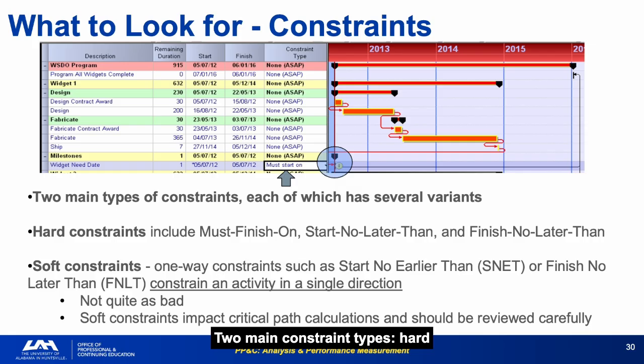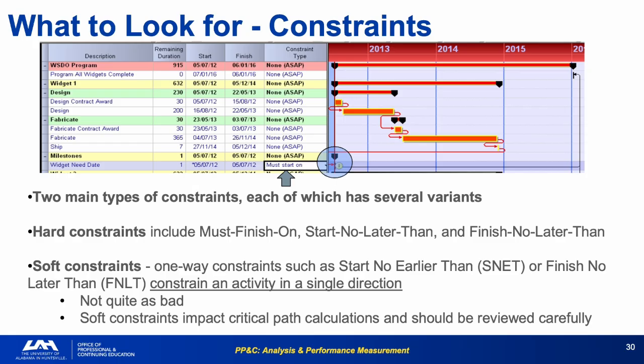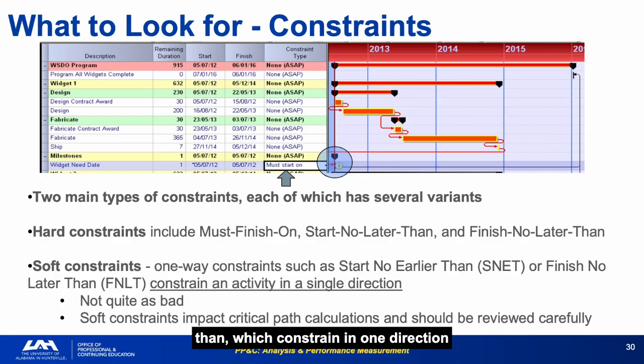Two main constraint types: hard constraints like must finish on and start no later than, which override schedule logic, and soft constraints like start no earlier than, which constrain in one direction only. Hard constraints are dangerous because they can force a schedule to show on-time performance, even when the logic would indicate a delay. The constraint overrides the calculation.